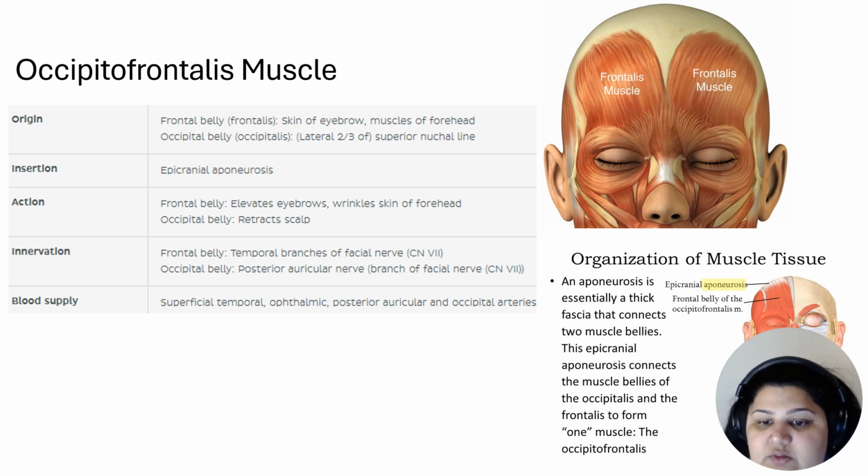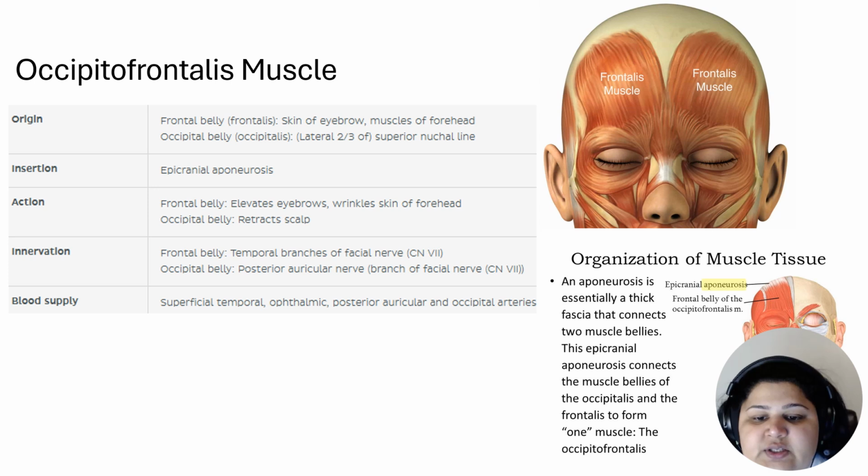The frontal belly of occipitofrontalis, and this is the epicranial aponeurosis. The frontal belly elevates the eyebrows and wrinkles the skin of the forehead. The occipital belly retracts the scalp. Innervation: the frontal belly is supplied by the temporal branches of the facial nerve, CN7, and the occipital belly by the posterior auricular nerve, a branch of the facial nerve. Blood supply comes from the superficial temporal, ophthalmic, posterior auricular, and occipital arteries. There are multiple arteries providing blood supply to the occipitofrontalis muscle.